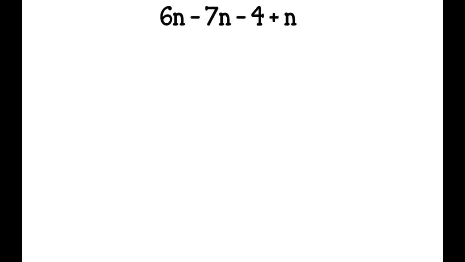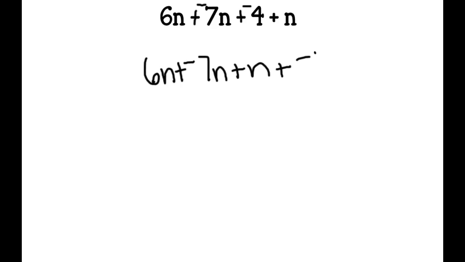Here I have 6n minus 7n minus 4 plus n. When I have a lot of numbers like this, it can look really overwhelming to know what to add together and what not. So the first thing I do is I make it all addition, and I go through and add the opposite. It just makes it easier for me to see it all as addition problems. And then I make all the n's stand by each other, because then I can see that the like terms are together and the constants are together. So I do 6n plus negative 7n plus n plus negative 4.